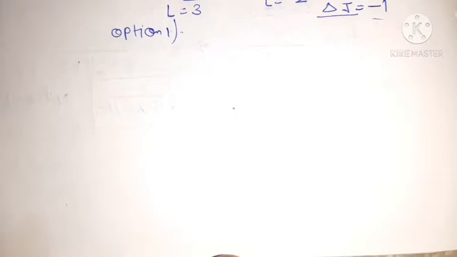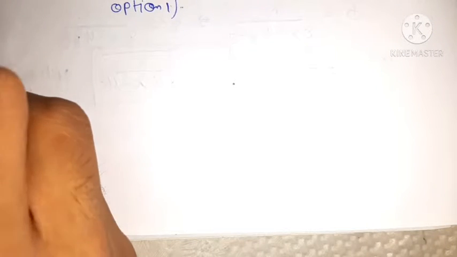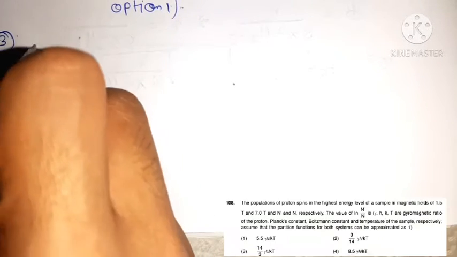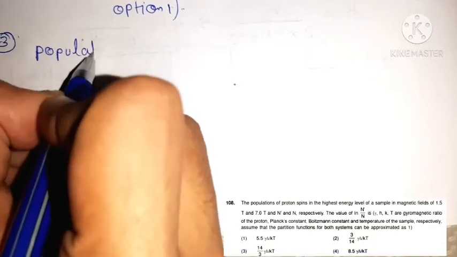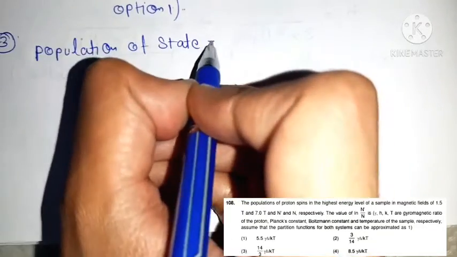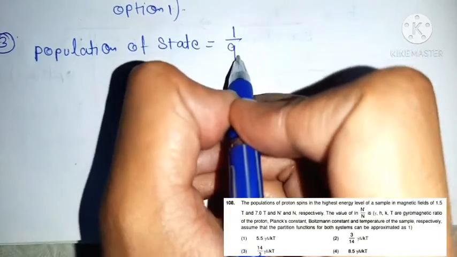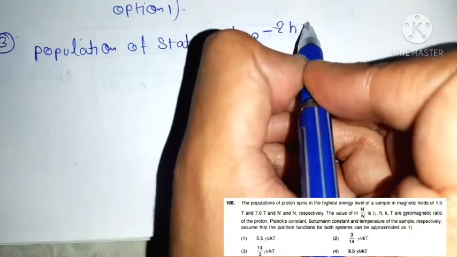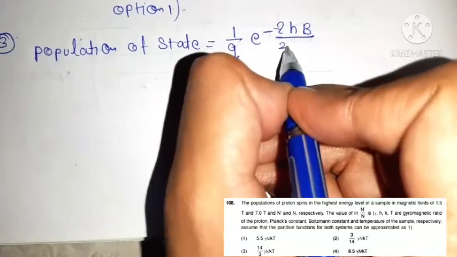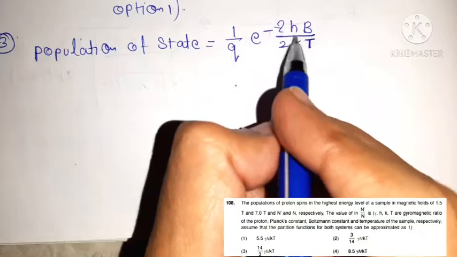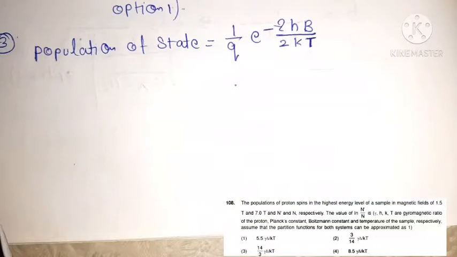So let's do the solution of this question. This is a 4 marker question, friends. First of all, we have a formula for finding the population of a state. We have a general formula for population of state. So the population of a state is given by 1 by q e to the power minus gamma h B upon 2 kT. It is a general formula for population of state.